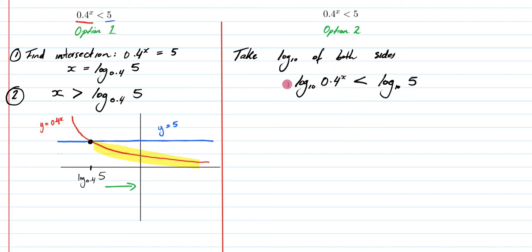Then I can bring my x to the front. x of log 10 of 0.4 is less than log 10 to the 5.